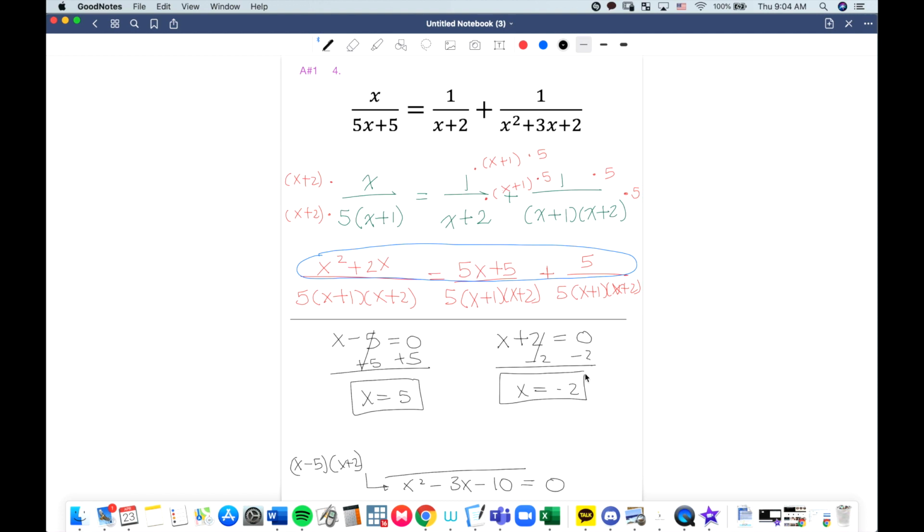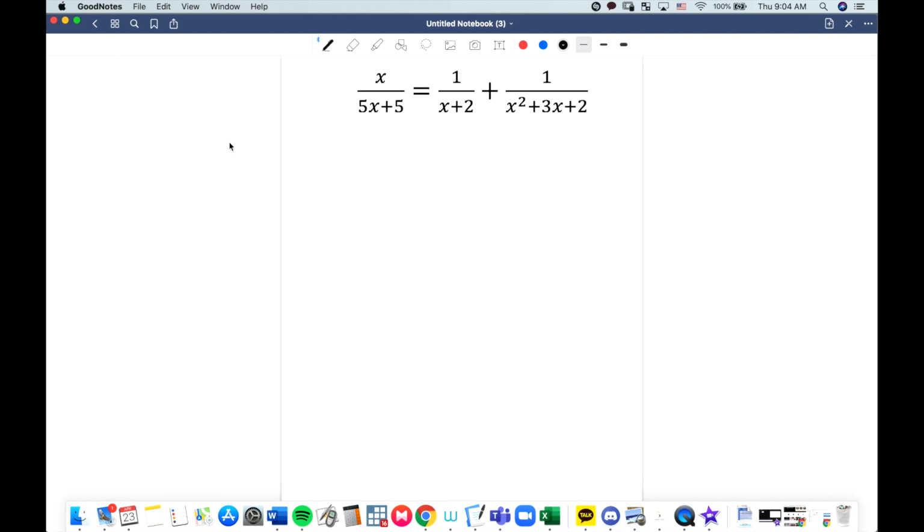But it's not guaranteed that these two are actual solutions of this problem. So you do have to go back and check your work. So x equals 5, x equals negative 2. And by plugging them back into the problem, you should be either getting a true statement or a false statement. Let me start with 5. Why not?